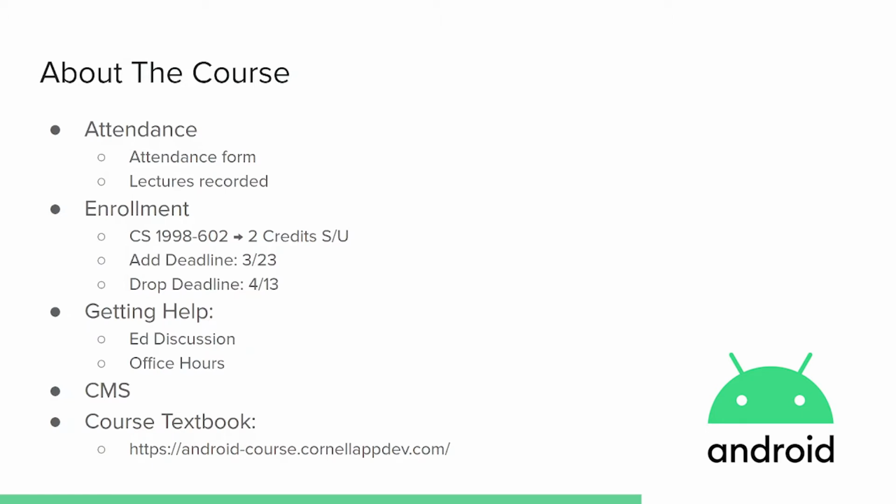Attendance is taken by attendance form, as I said, and all the lectures are recorded and posted on our YouTube at the end of lecture. We have discussions on Wednesdays in the same room, and we ask that you come to 4 out of the 6 discussions. For enrollment, you can enroll in CS 1998 602 for up to 2 credits, and it's a pass-fail course. The add and drop deadlines are there for your convenience. If you need help, we have our Ed discussion board, and the link is on the course textbook.